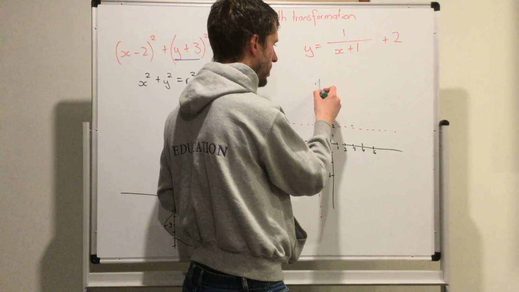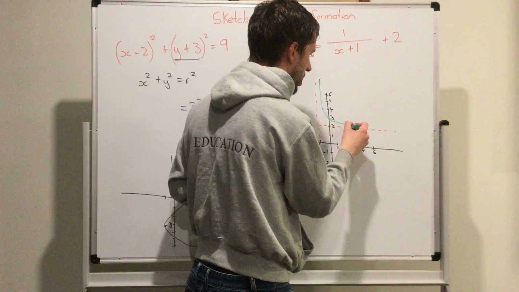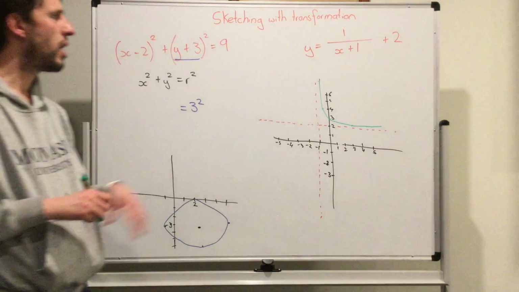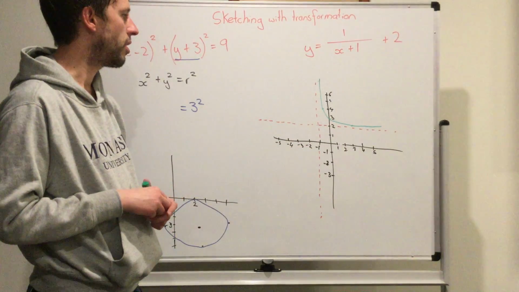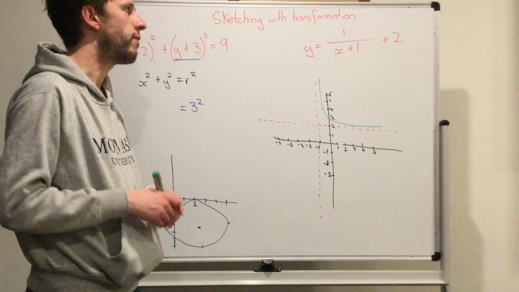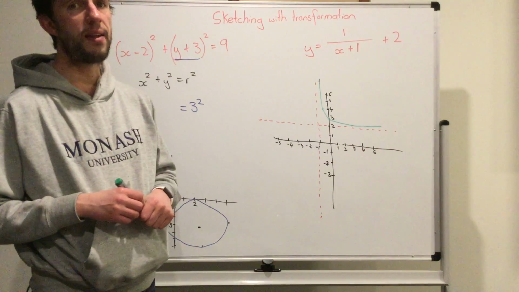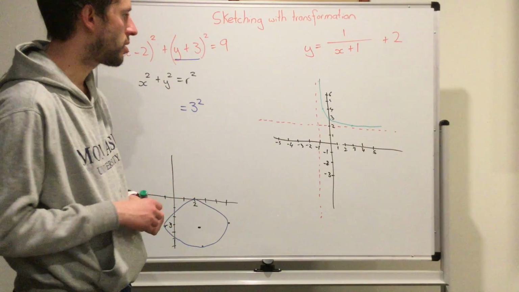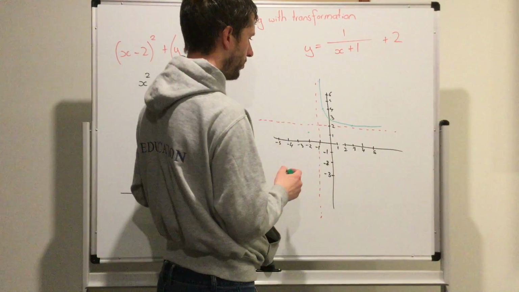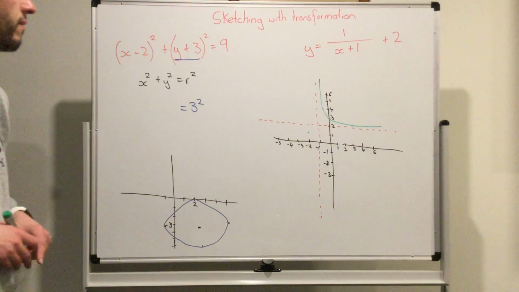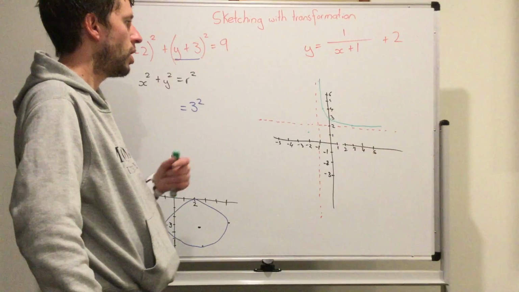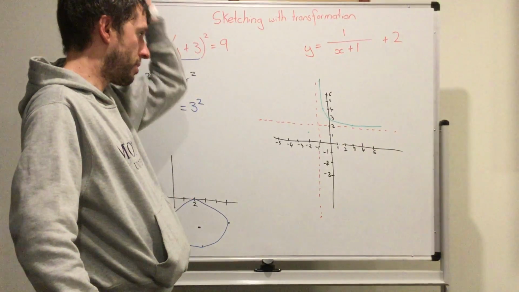So straight away I can see that I've got a hyperbola going this way. Then I go to my negative x's. So how about -2? -2 plus 1 is -1. 1 divided by -1 is -1. Plus 2 equals 1. Let's do a half, -1/2. -1/2 plus 1, it becomes a +1/2.